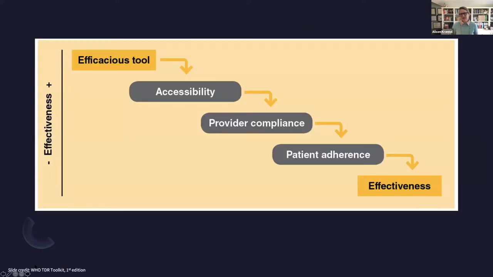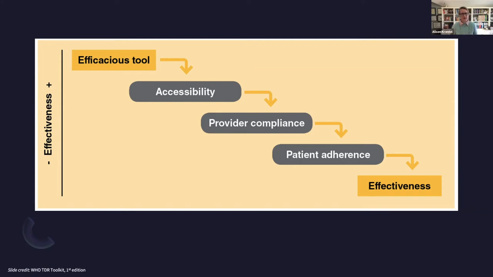So for each of these diseases and for other health programs, we actually have efficacious tools that have been shown to work. And yet when we introduce them into the community or the health system, they're not as effective. And as we look at this particular figure here, we can see that it might be an issue of accessibility. Do people have access to a bed net or a mask? It may be due to provider compliance.